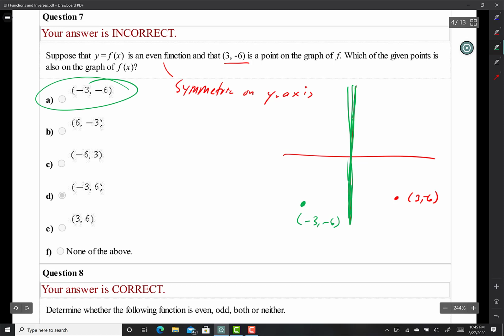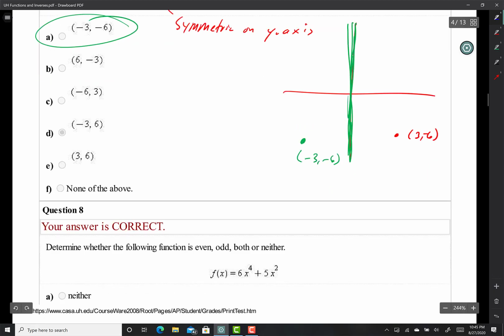If it said odd, guys, it would be a flip. So remember, fold the green axis and then fold the other axis. All right, let's go to the next one.